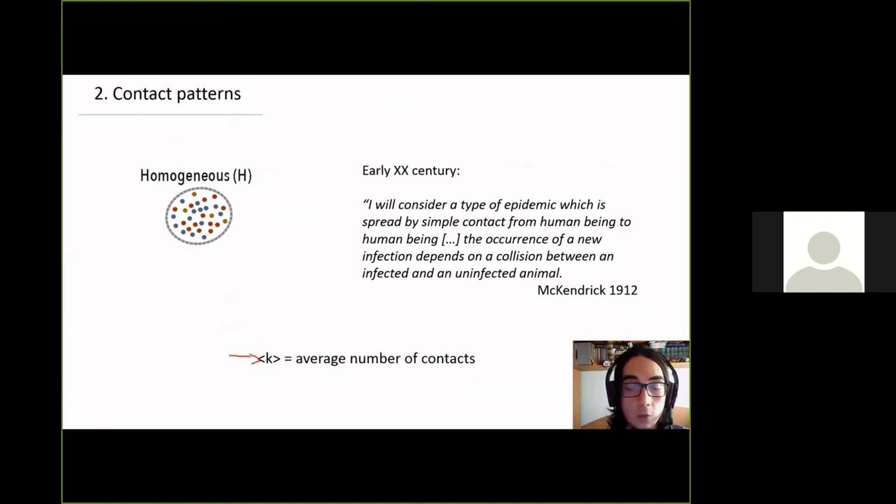As we have here in this quote by McKendrick, we can see that they considered that infection depended on the collision between an infected and uninfected animal. So they had this picture in mind of all the individuals being in the same plane, just moving around and spreading the disease without any heterogeneities.